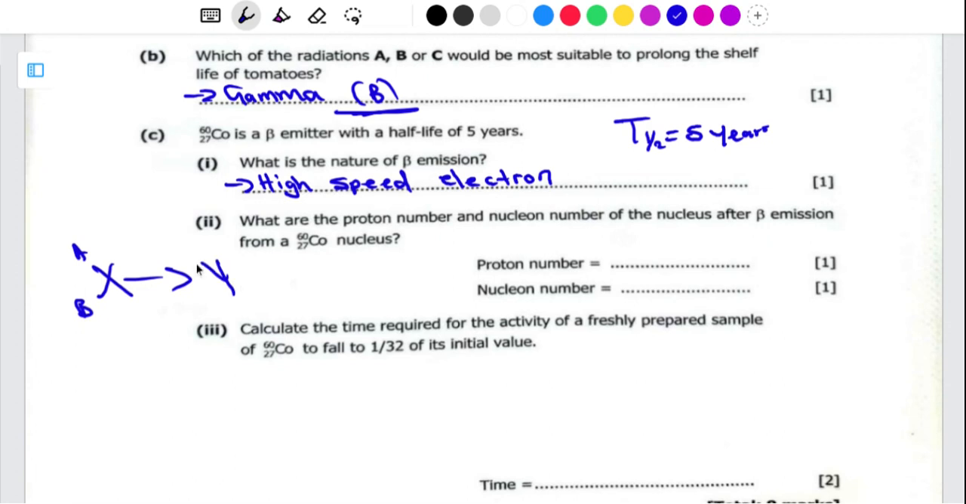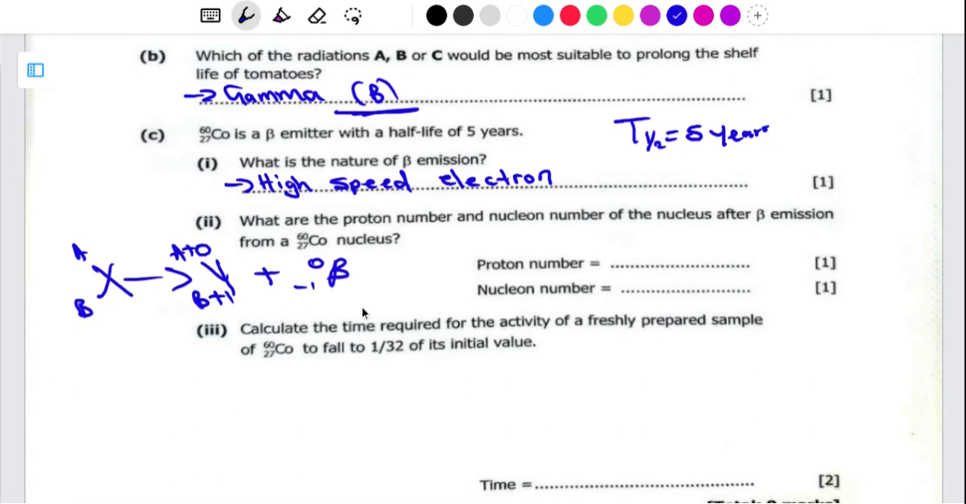What is going to happen is that the mass number is going to be added by 0, or it is just going to remain constant. Then the proton number is going to be added by 1, so that is B plus 1. Then you write the nature of beta emission, which is 0, then beta, then negative 1. So this is how you're supposed to write it.